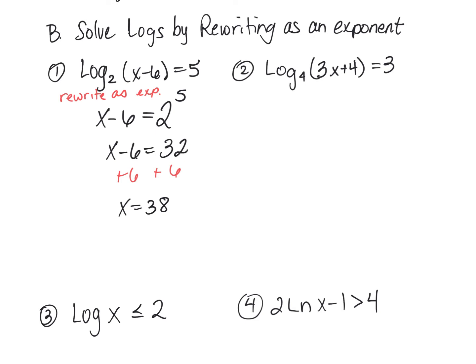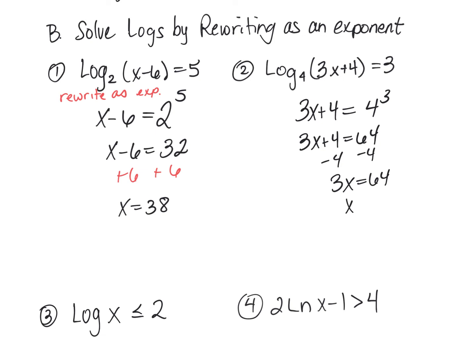Can you try number 2? Rewrite it as an exponent. What do I get? 3x plus 4 equals what? 4 to the 3rd power, right? The base of the log is the base of the power, and that means 3x plus 4 equals 64. Right? And subtract the 4. 3x equals 60, and x is 20.